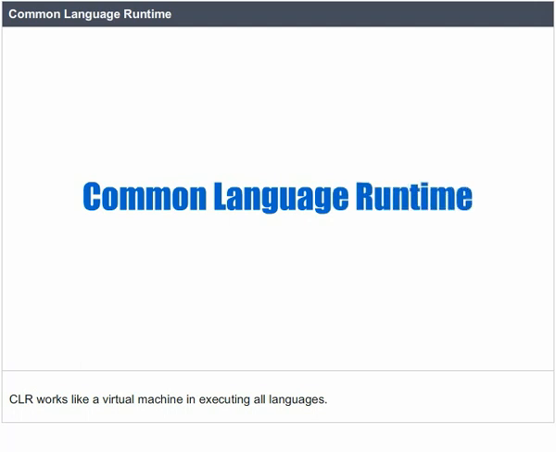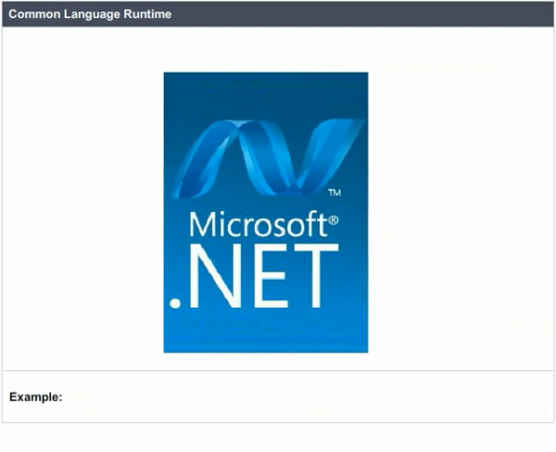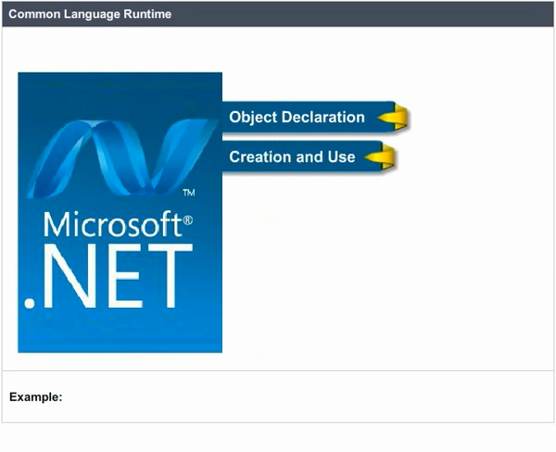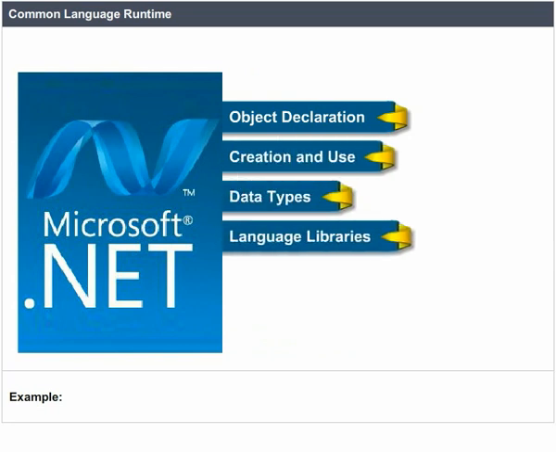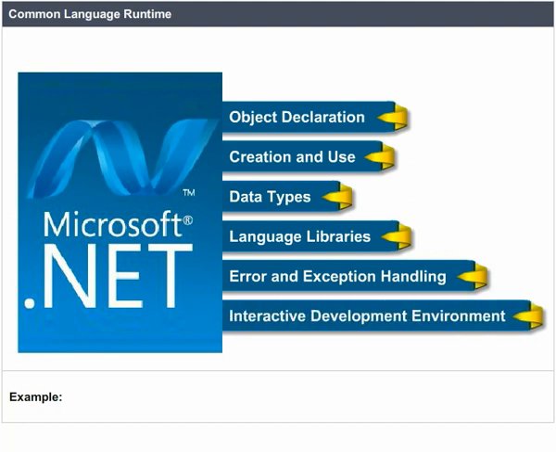CLR works like a virtual machine in executing all languages. All .NET languages must obey the rules and standards imposed by CLR. Examples: object declaration, creation and use, data types, language libraries, error and exception handling, interactive development environment, IDE.